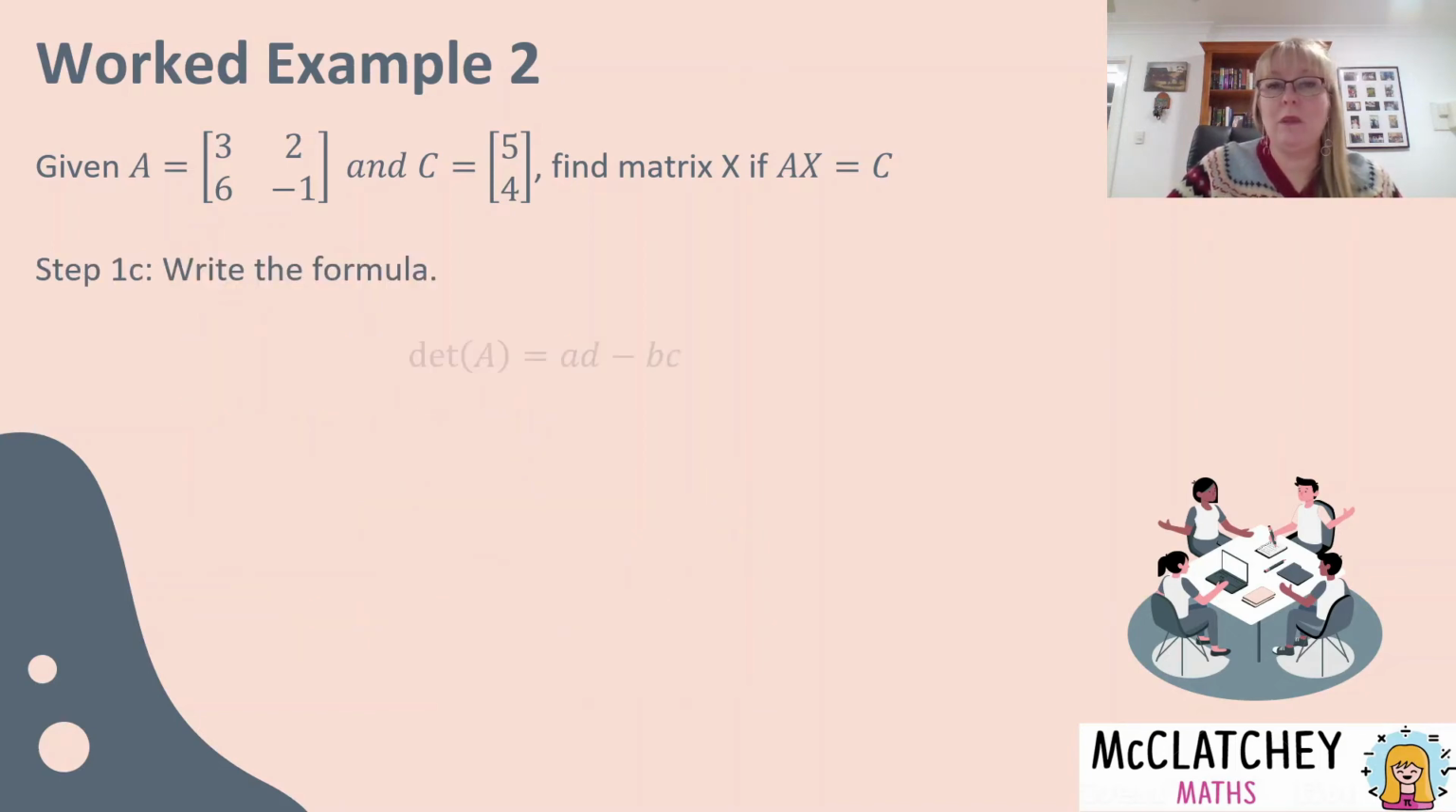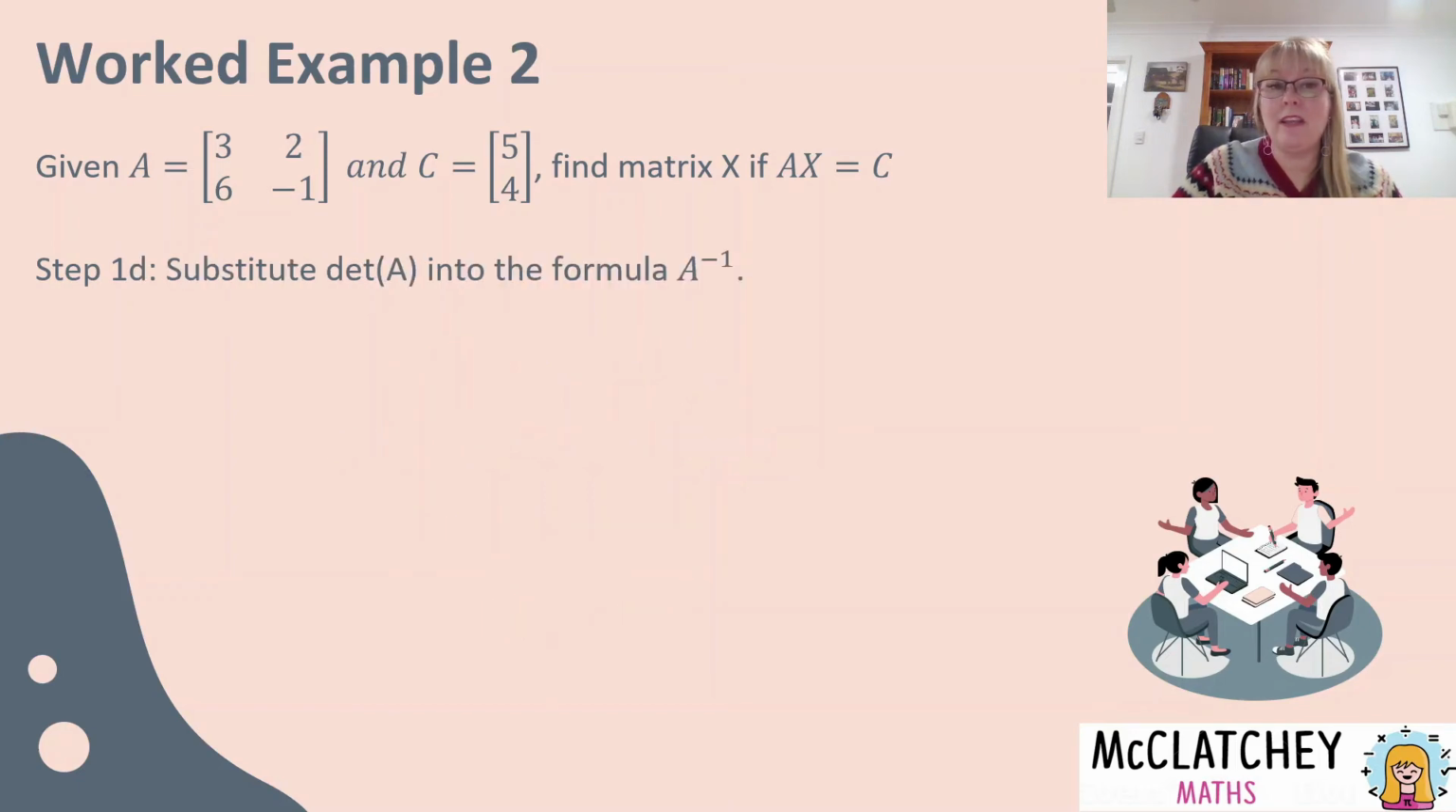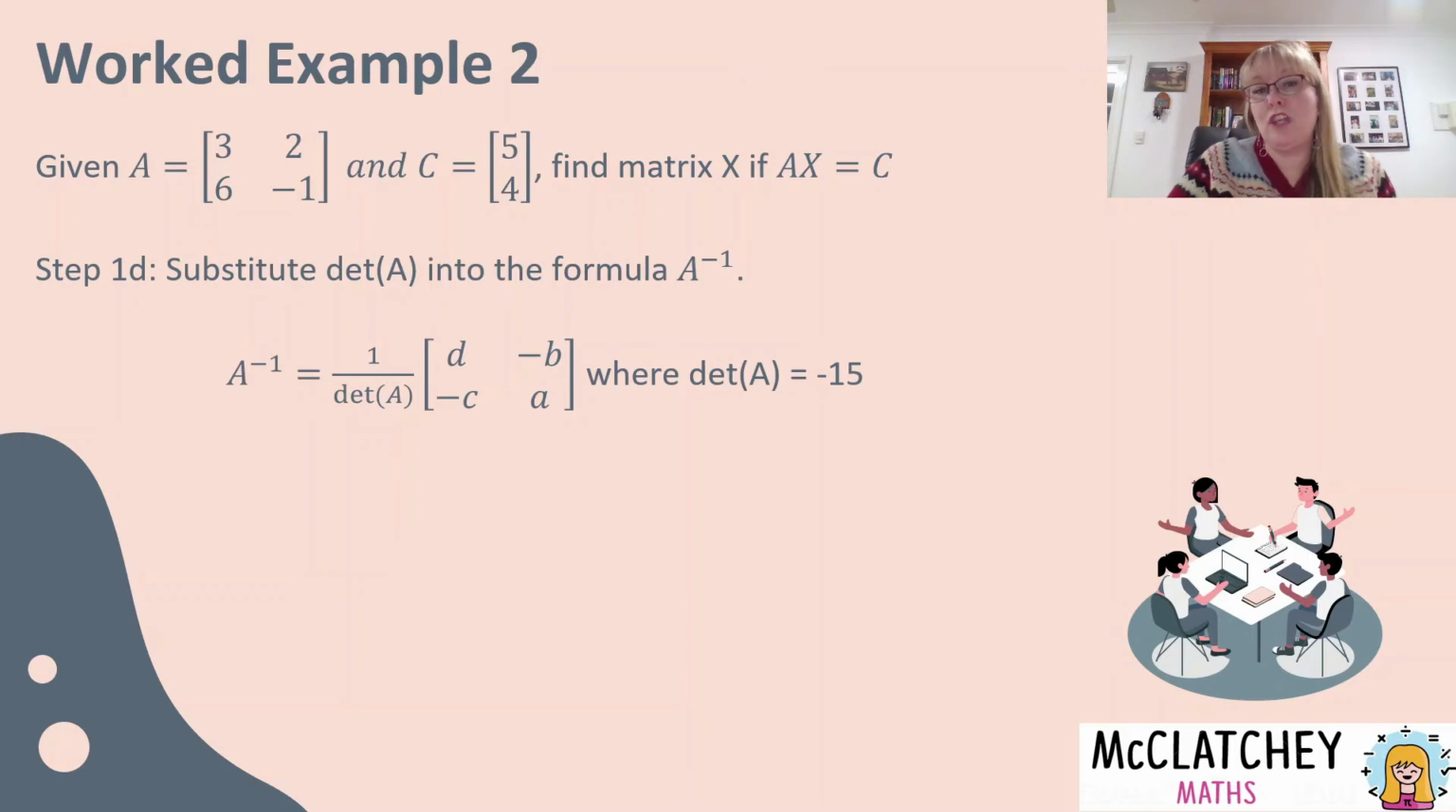Let's find the formula for the determinant, AD minus BC. You recall that we've got our matrix set up as A, B, C and D, so I'm going to do 3 times -1, that's my leading diagonal, and then 2 times 6. So I've got -3 take away 12, which gives me a determinant of -15. I'm now going to substitute that into the formula, because now I know the determinant of A, so I can work out that inverse.